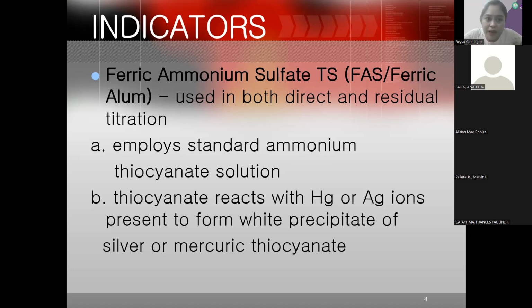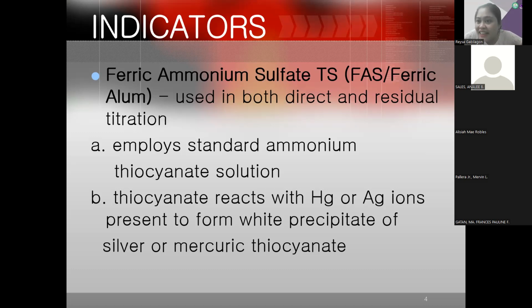We have number one, ferric ammonium sulfate, abbreviated as FAS. Sometimes in the lab, they don't really write the whole name or the FAS. Instead, you will see this as ferric alum. That's the common name of the FAS. Now, when do we use the ferric ammonium sulfate indicator? We use this for both direct and residual titration.